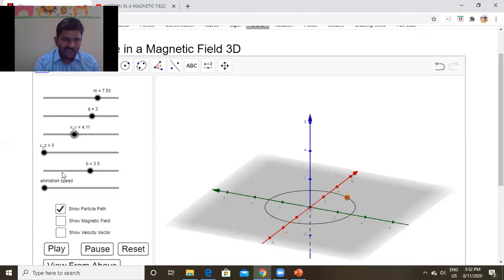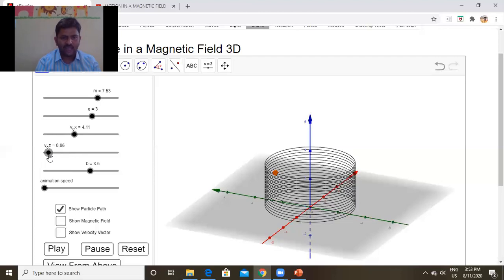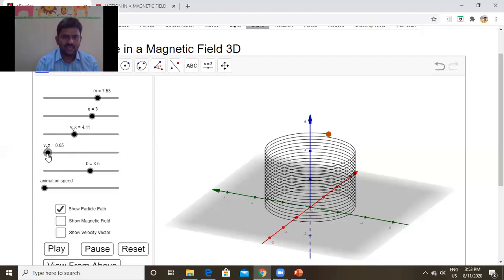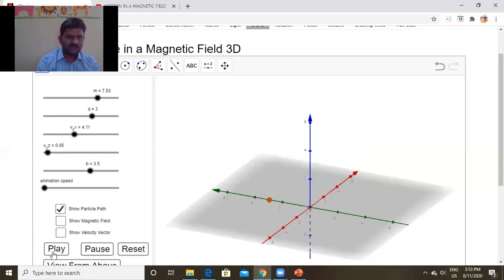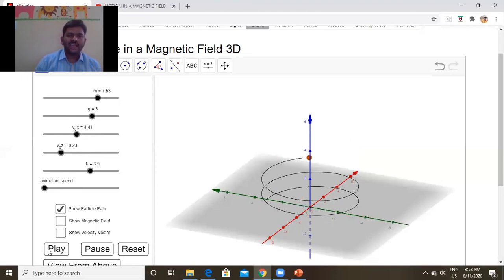Okay, now I will give velocity along the z-axis. The magnetic field is along the y-axis. Now I will give a velocity component to the charged particle both along the x-axis as well as the z-axis. Then what happens? Let us see. I am giving velocity along the z-axis also. Now you see, it is doing a helical shape.